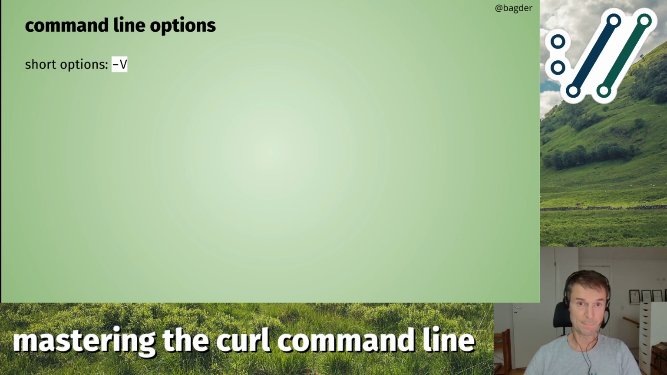You can do a short option, -V for example. That's just a minus and a letter. That's how you spell a short option. Basically all the letters, both lowercase and uppercase, are already used, and several digits. So there are a lot of short options.